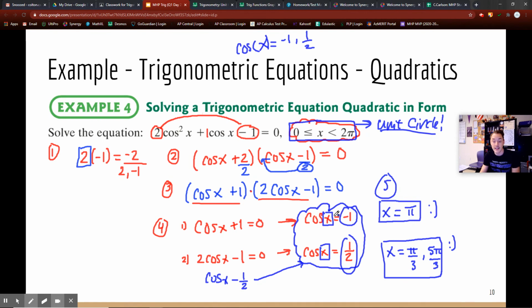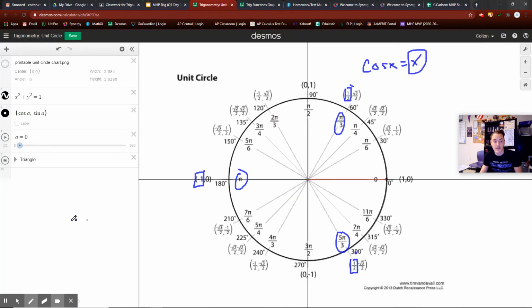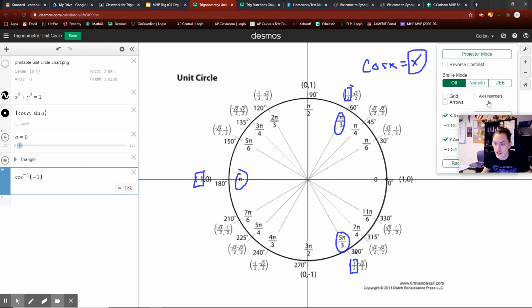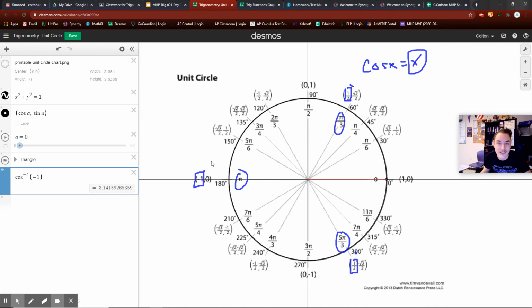Now you can plug that in your calculator, cosine of pi. If you actually did that, the inverse cosine of negative 1, you would get 180, which of course is pi. So I can actually change this right here to radians, and I would get 3.14, and that would be, of course, pi, right?